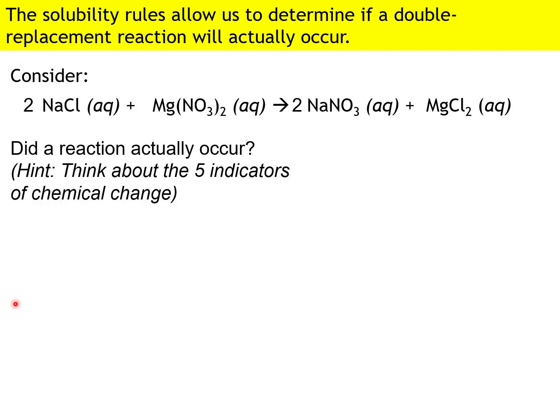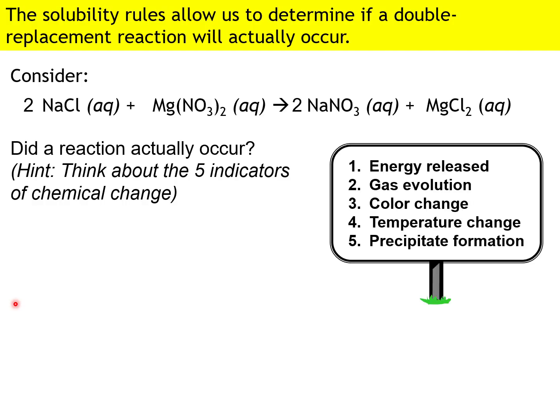If you think about the five indicators of chemical change: energy released, these are all in water, so we're not going to have any flames. Gas evolution, we don't see any bubbles, so we know we're not making any gas. We start out clear and colorless, and even after you've supposedly formed these products, still clear and colorless. I'm just going to have to tell you there is no temperature change, and we also don't have any precipitate being formed. We know that because there's nothing solid being formed.